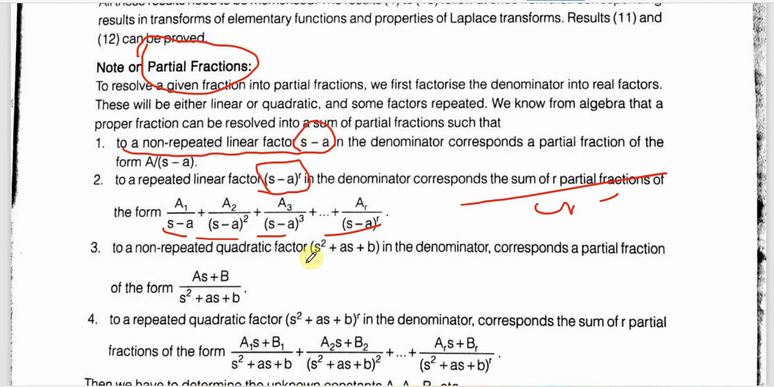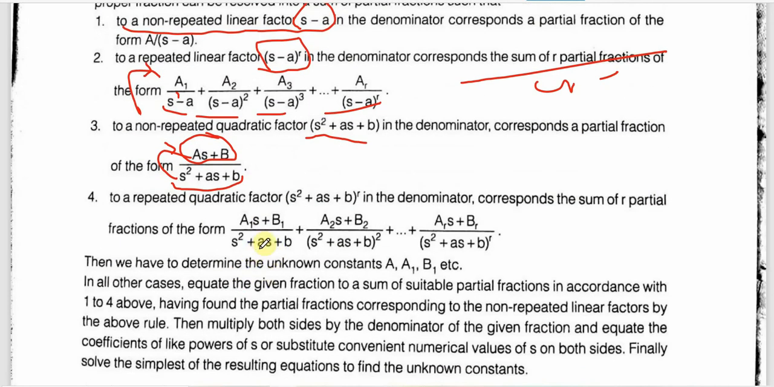And if a quadratic function comes which cannot be factorized, then you have to put it as it is, and in the numerator we will have a linear function, because you have to reduce its degree by 1. Here the degree was 1, so if you reduce the degree it will be 0, s to the power 0. But here the degree is 2, so as plus b, a linear function, will be there. If a quadratic function is in the denominator, then it will be a linear function.